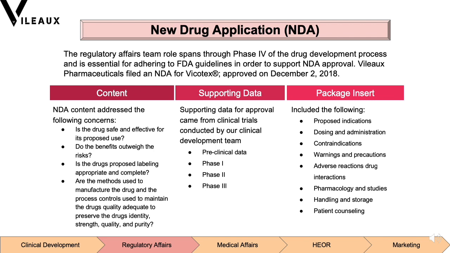The NDA addressed a variety of topics, including but not limited to safety, benefits and risks, appropriate and complete labeling, and manufacturing processes. Supporting data from VILO Pharmaceuticals' clinical development team was also included in the NDA. Data from preclinical and phase 1, 2, and 3 trials were included for review by the FDA. A proposed package insert was included in the NDA.